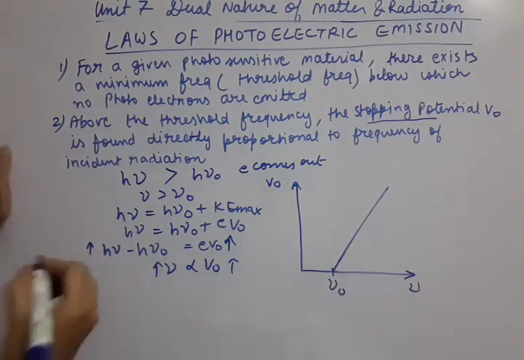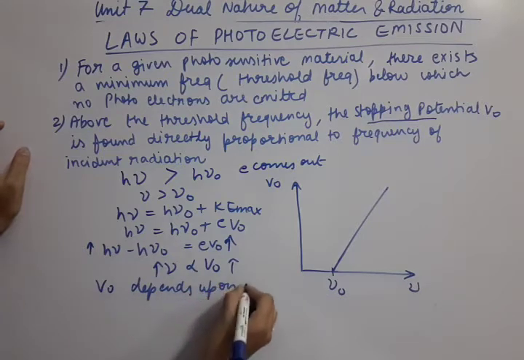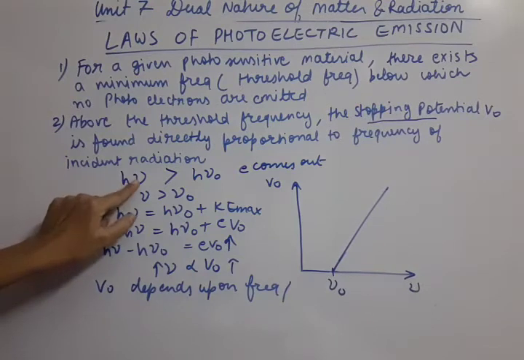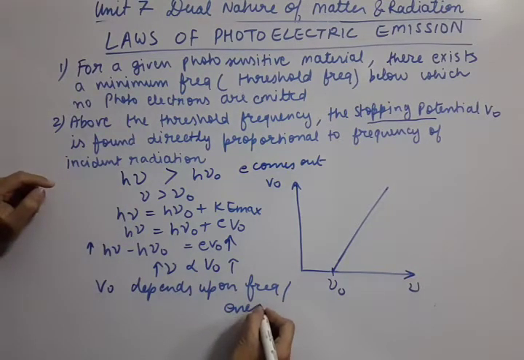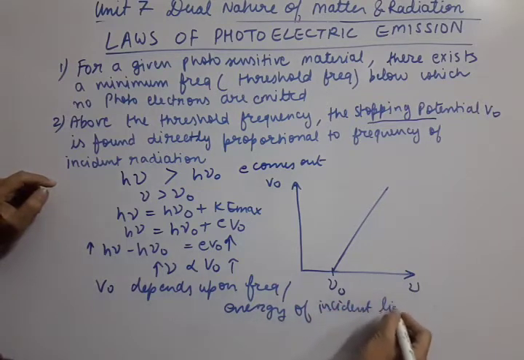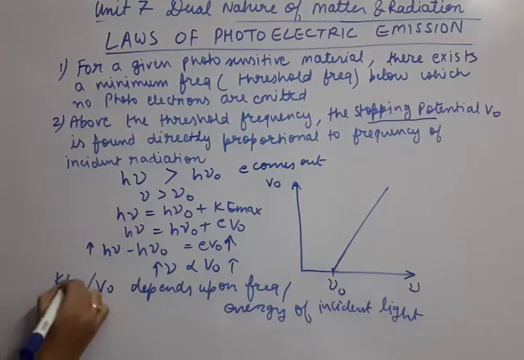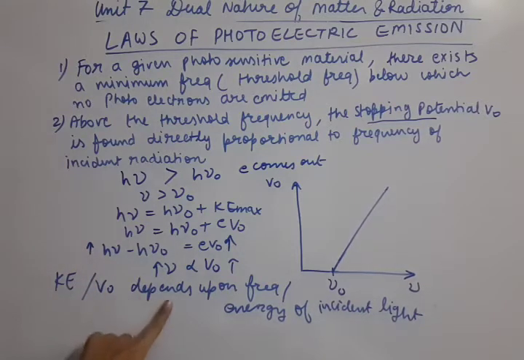So remember here one thing, that stopping potential depends upon the frequency, or you can also say the energy of incident light. Now stopping potential, or we can also write KE max, both depend upon the frequency or energy of the incident light. These are very important conclusions. Based on that the questions are asked. So these are two laws discussed. Now note down these two laws. We are moving to the next laws.